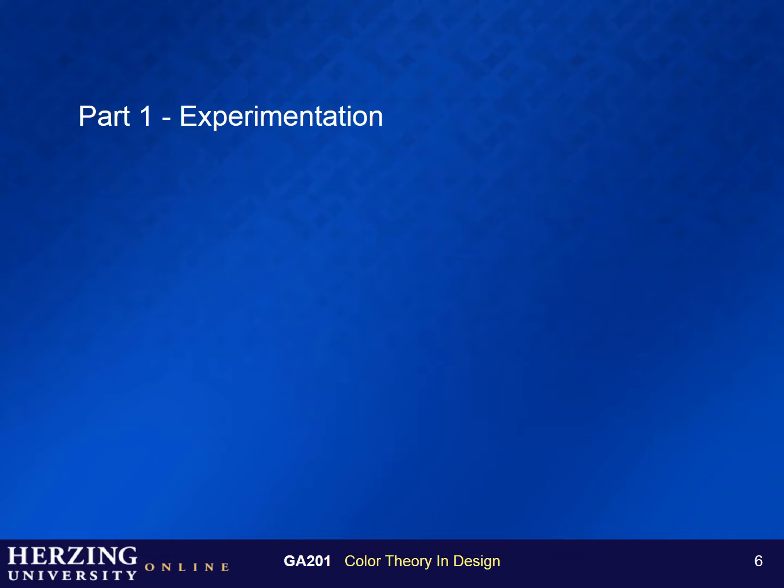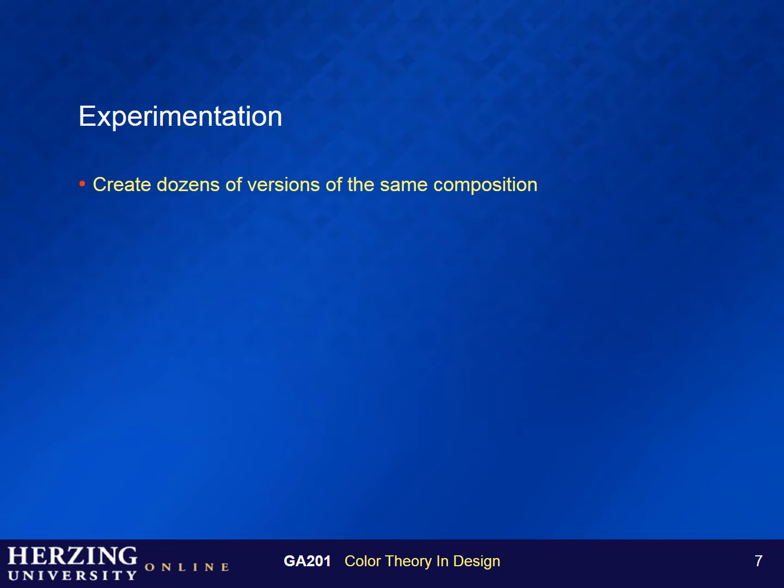Part 1. Experimentation. As in all aspects of design, experimentation is key to the process of creating harmonious palettes. Designers often create dozens of versions of the same composition, each employing different schemes. A designer should seek a visual balance of contrast, volume, and proportion. Designers will often play with conventional notions of harmony and color temperature in the search for an aesthetically pleasing palette.